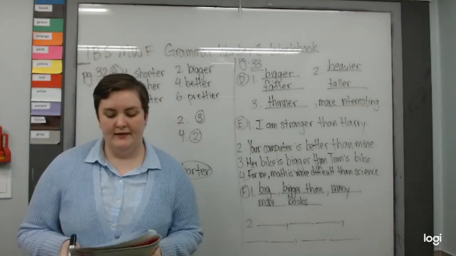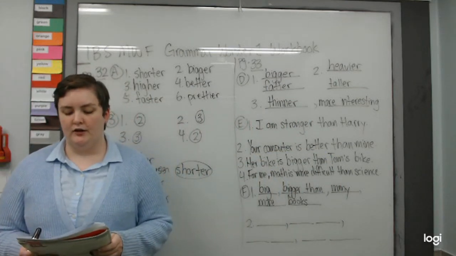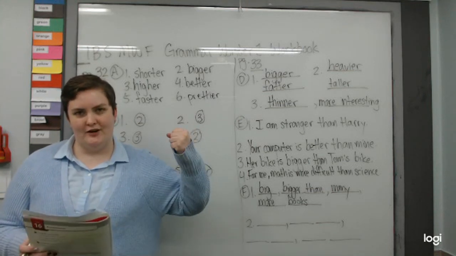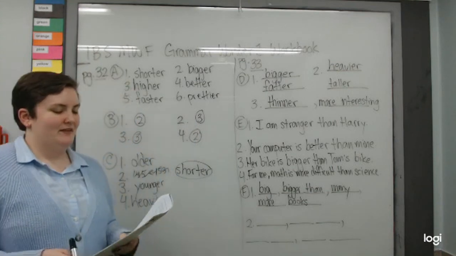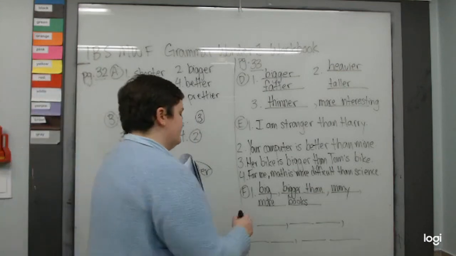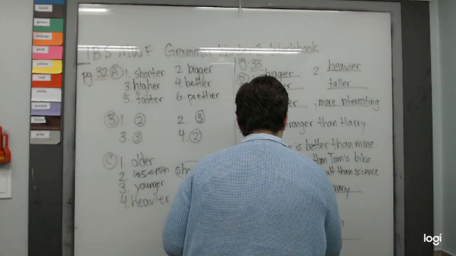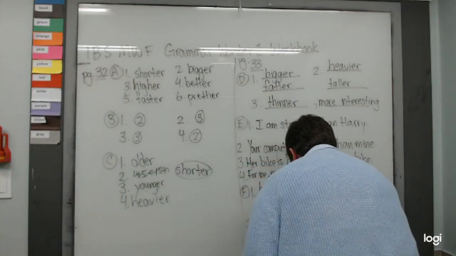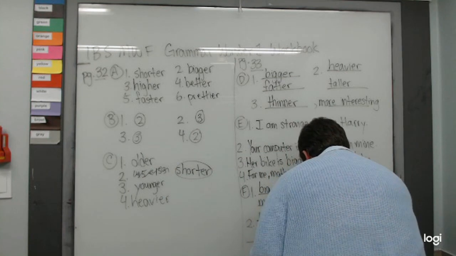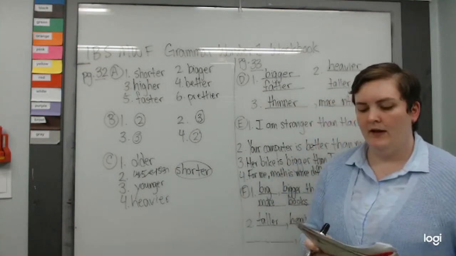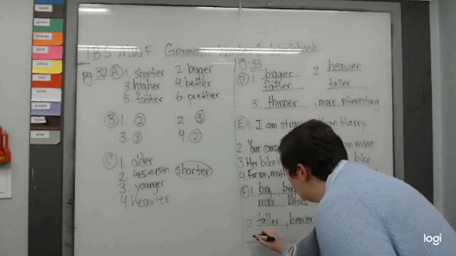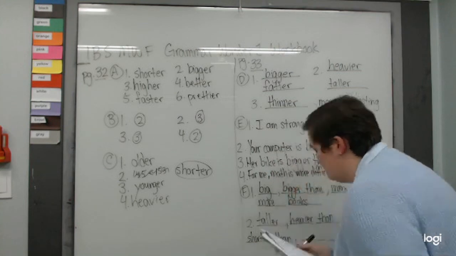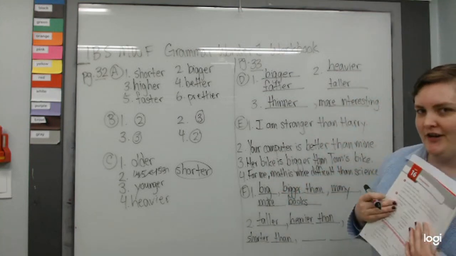Number 2. This is my brother Andy. He is taller and heavier than me. I am shorter than him, but I am stronger than him. So, he is taller and heavier than me. I am shorter than him, but I am stronger than him.